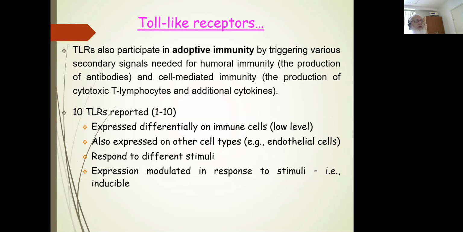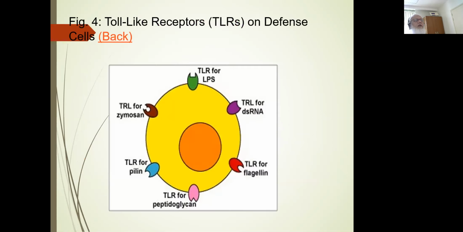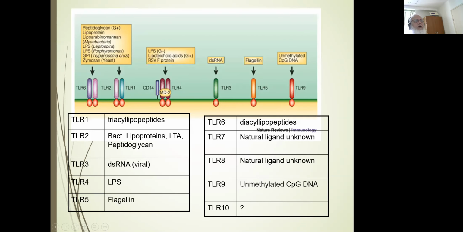There are about 10 toll-like receptors, 1 to 10. They are expressed differentially in immune cells at low levels, and also expressed on other cell types, for example, endothelial cells, and respond to different stimuli. Different means both immunological and inflammatory, and they are inducible. Here you see examples of toll-like receptors: toll-like receptor for lipopolysaccharide, for double-stranded RNA, for flagellin, peptidoglycan, and so many things. Which toll-like receptor will bind with which structure is given in this table, you will just see.